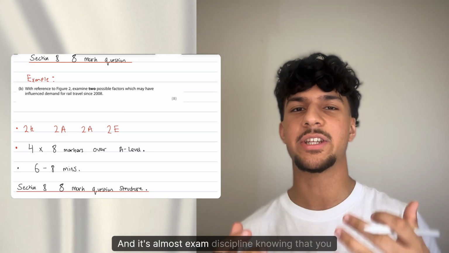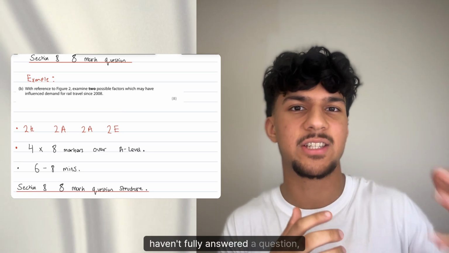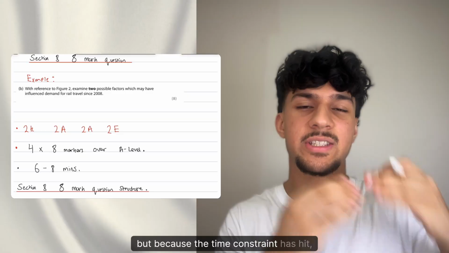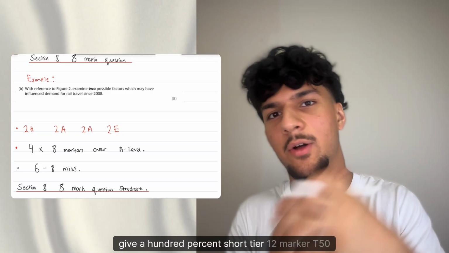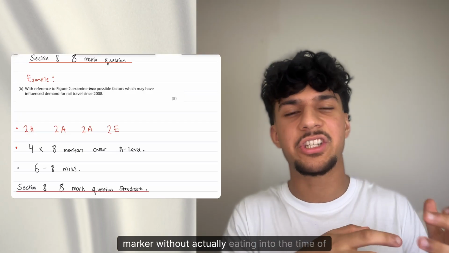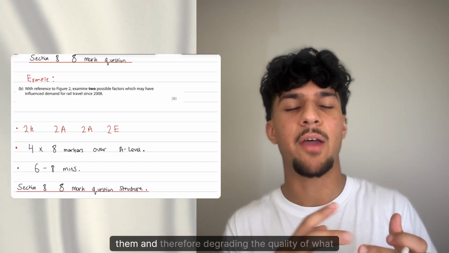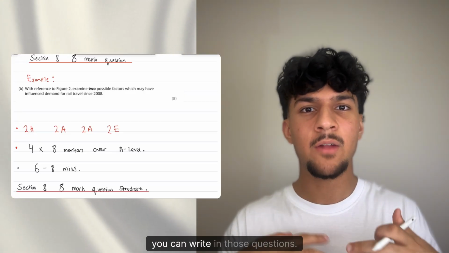It's almost exam discipline, knowing that you haven't fully answered a question, but because the time constraint has hit, you need to move on, as this allows you to give 100% shot to your 12-marker, to your 15-marker, without actually eating into the time of them, and therefore degrading the quality of what you can write in those questions.